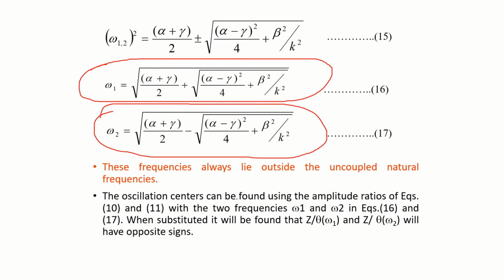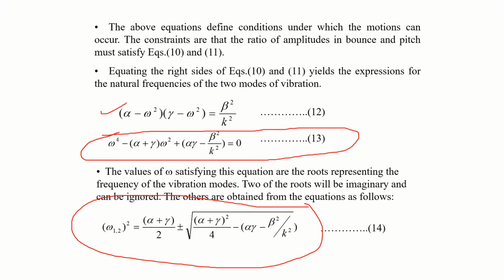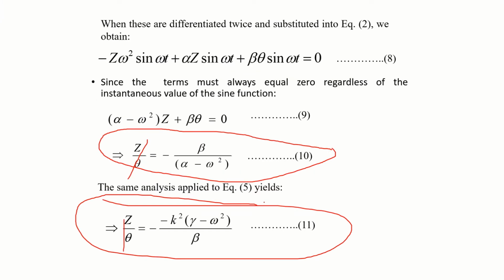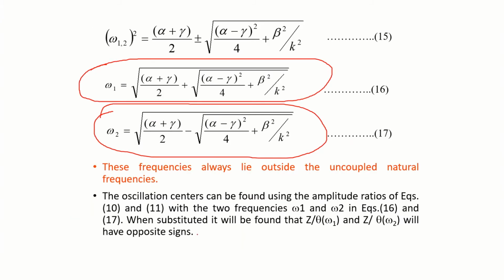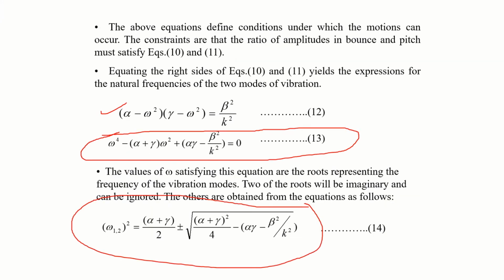The oscillation centers can be found using the amplitude ratios of equations 10 and 11, with the two frequencies omega 1 and omega 2 in equations 16 and 17. When substituted, it will be found that z by theta at omega 1 and z by theta at omega 2 will have opposite signs.